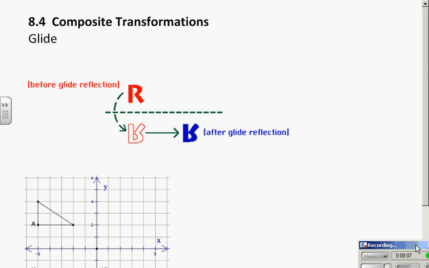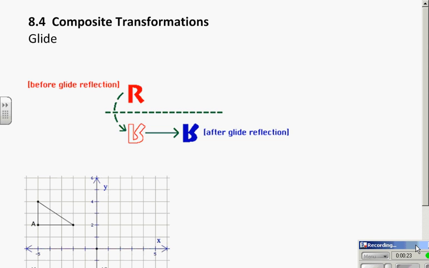8.4 is going to talk about composite transformations. All that's really going to happen here is we are going to do two transformations on a picture. So two movements. We're going to apply the rules we've already learned in succession.